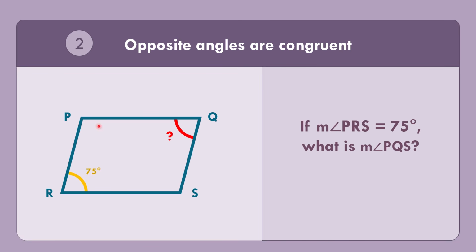If the measure of angle PRS is equal to 75 degrees, what is the measure of angle PQS? The measure of angle PQS is also equal to 75 degrees, because angle R is congruent to angle Q. It means whatever the value of angle R is, it is equal to angle Q. So the measure of angle PQS is 75 degrees.